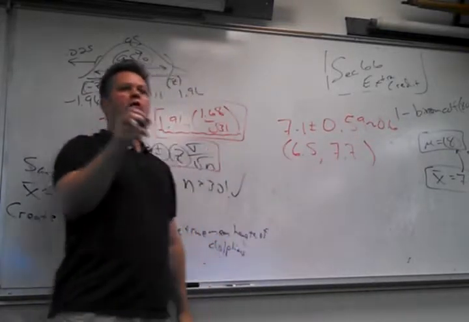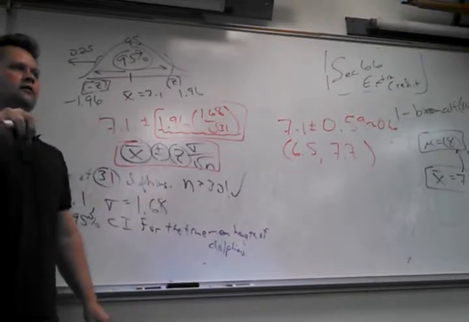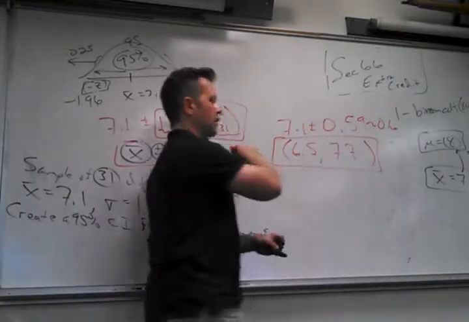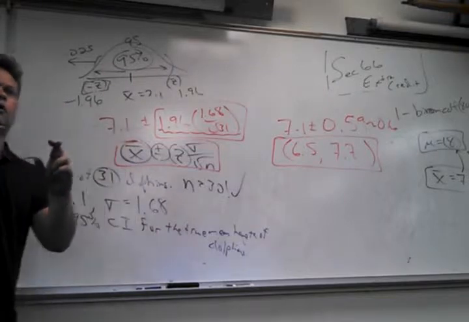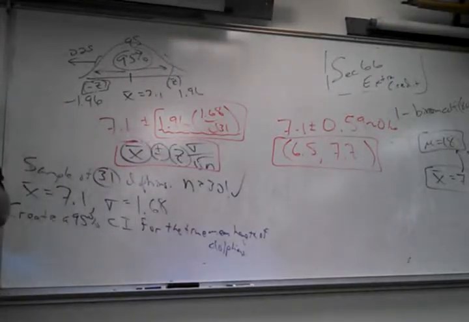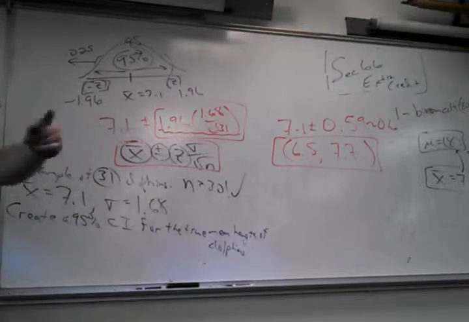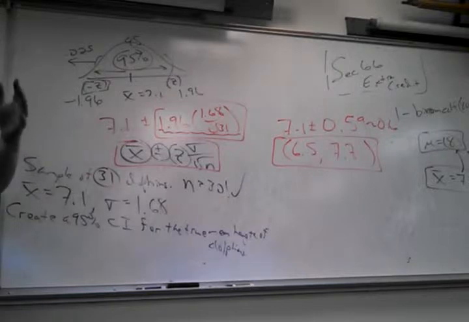So if the normal average length of dolphins is 8 feet, what would this result indicate? What's the highest that we would expect our average in that whole population of dolphins in the area to be? 7.7. And the normal average length of dolphins is 8. So what does that mean? Something's wrong. I should go down there.